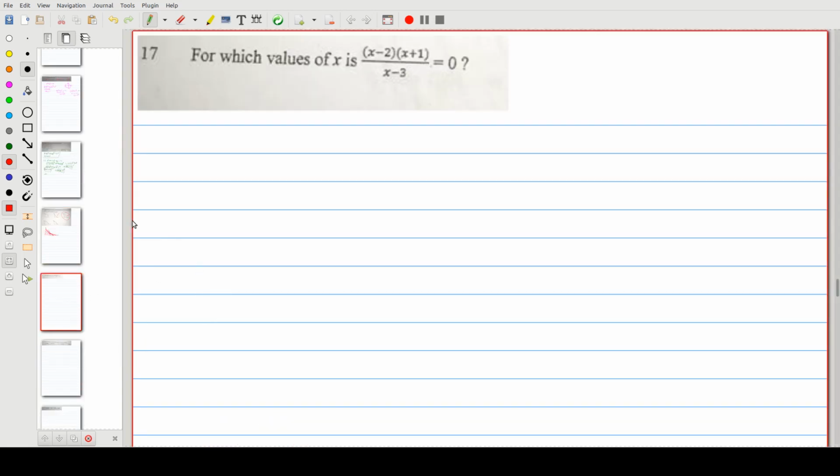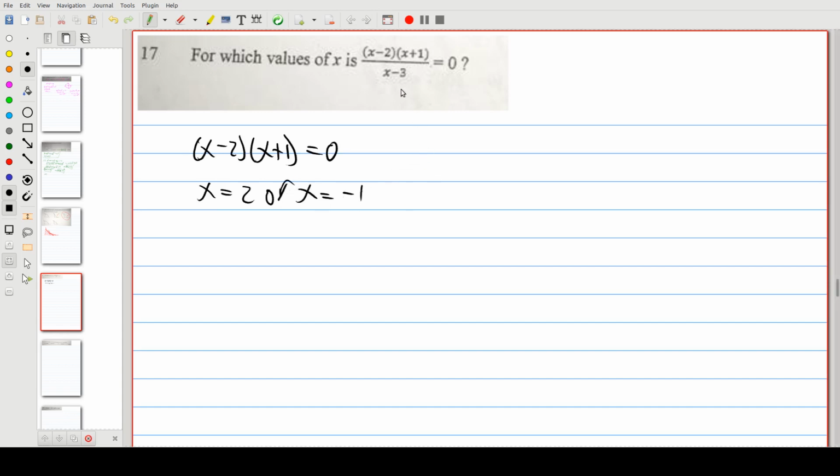Now question 17. So 17, 18, 19, 20, four more to go. For which values of x is this equal to 0? Well, the nice thing here is we know that 0 divided by anything equals 0. So all we need is for the top to be 0 and the bottom not to be 0, because dividing by 0 is undefined. If the top is 0, then x minus 2 times x plus 1 must be equal to 0. That means x must be equal to 2 or x must be equal to negative 1.